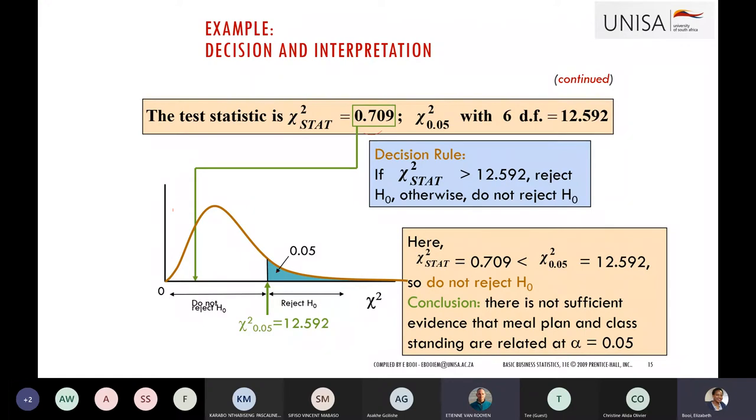Leslie, you said there is sufficient, but you're just saying there is not sufficient evidence that the meal plan and class standing are related, because we do not reject the null hypothesis. Remember, the null hypothesis says there is no relation. So if we were rejecting that, then it would mean we are saying that they are related.